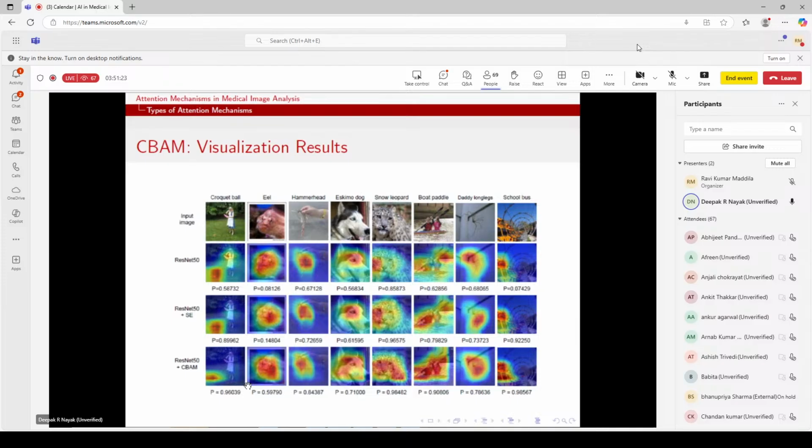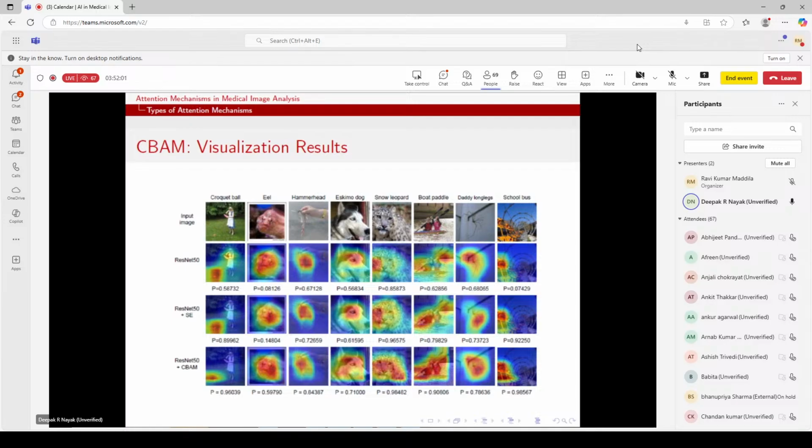Now if you look carefully, here are the results by three different methods. One is ResNet 50, which is a very popular architecture, you all know that. The second, in this particular row, is obtained by ResNet plus SE. What does it mean? When squeeze-and-excitation, that means when channel attention only, is applied with a ResNet. And the last one is when channel attention and spatial attention are applied together and integrated with the architecture known as ResNet 50.